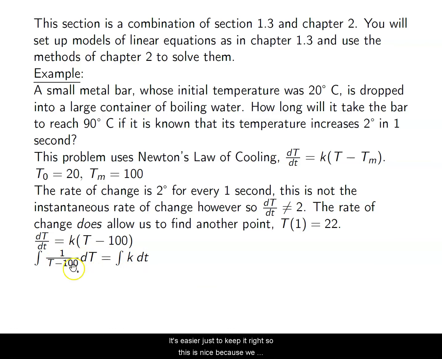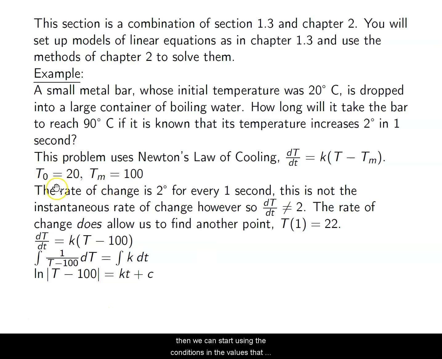So this is nice because we can do a very, very basic u substitution here that doesn't really change anything. So this really just turns into the natural log of T minus 100. And this turns into K times t plus c, right? Very, very easy integration on both sides. So now we can start to solve for T, right? Because ideally, this is the function that I want.